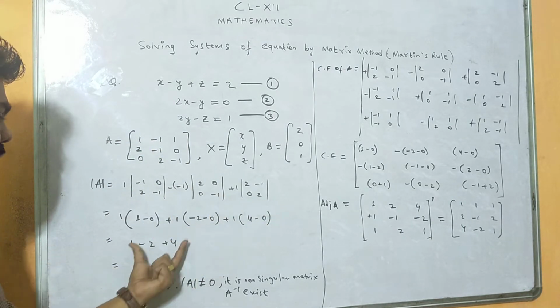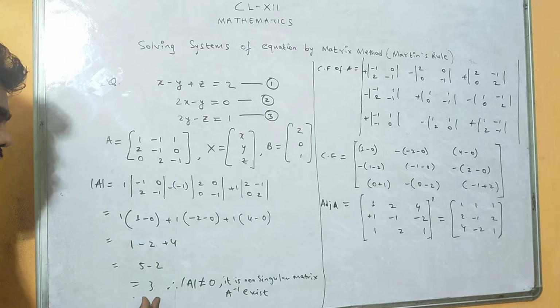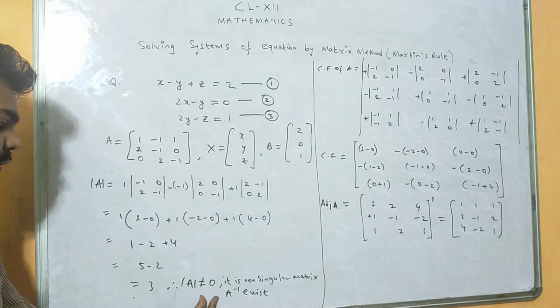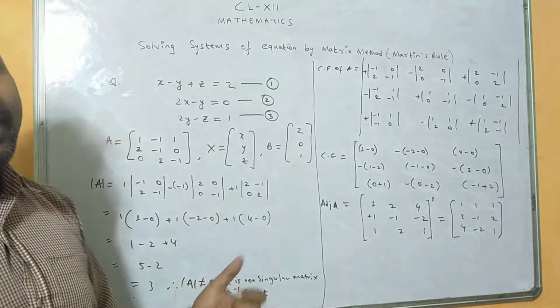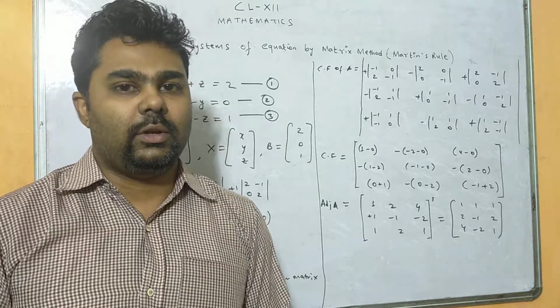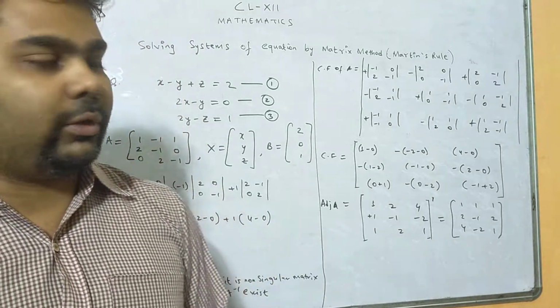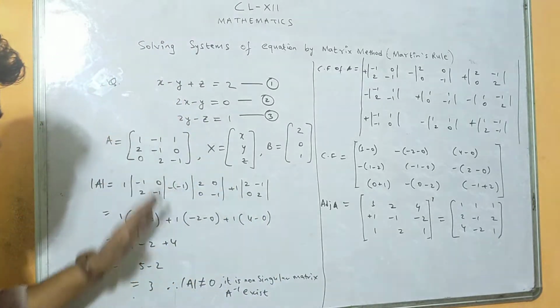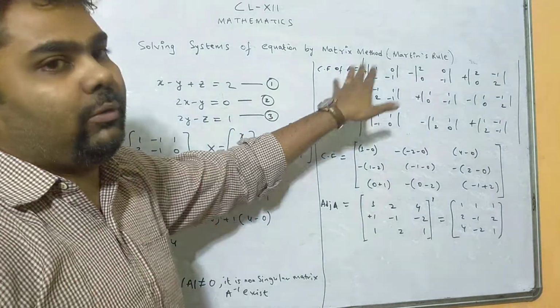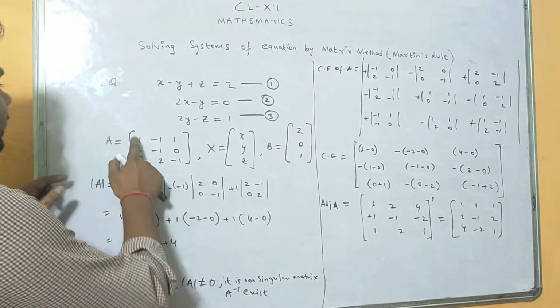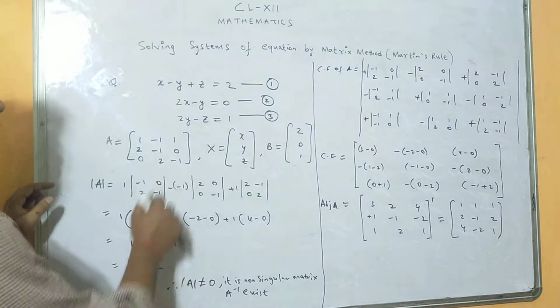After getting the value of A, we got 3. 3 is not equal to 0, therefore mod A is not equal to 0, it is a non-singular matrix, and we can say that A inverse exists. So there is a unique solution. After checking whether A is singular or non-singular, we will find the cofactor of A. For the cofactor of A, we have to find the cofactor of each and every element.